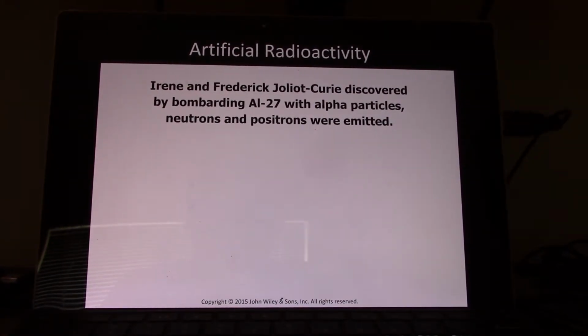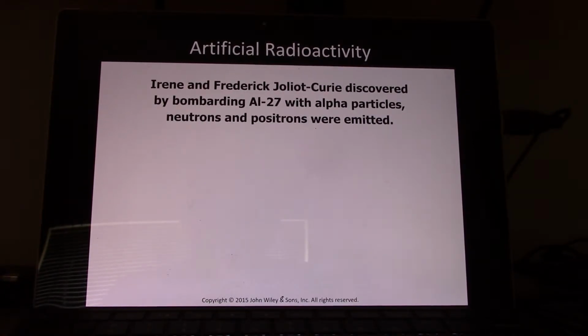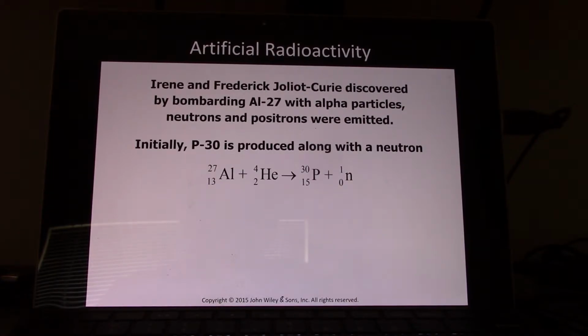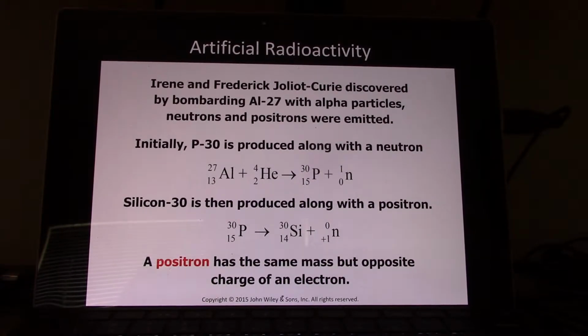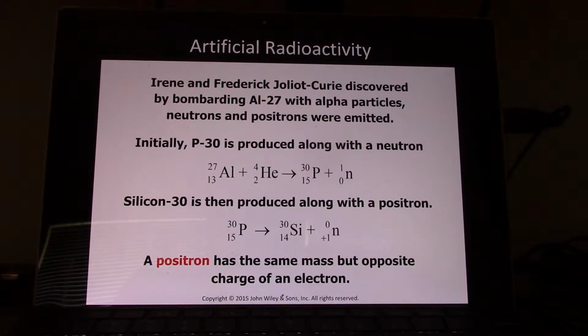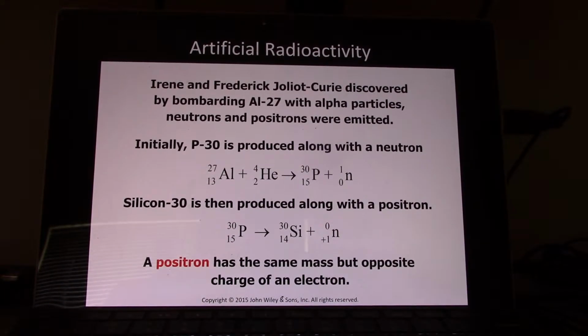Irène and Frédéric Joliot-Curie discovered that bombarding aluminum-27 with alpha particles, neutrons and positrons were emitted. Initially, phosphorus-30 was produced along with a neutron. Silicon-30 was then produced with a positron. And again, a positron has the same mass as an electron but opposite charge. It is the antimatter particle of an electron.